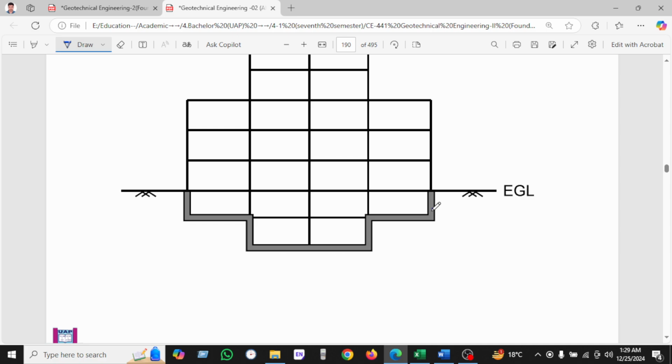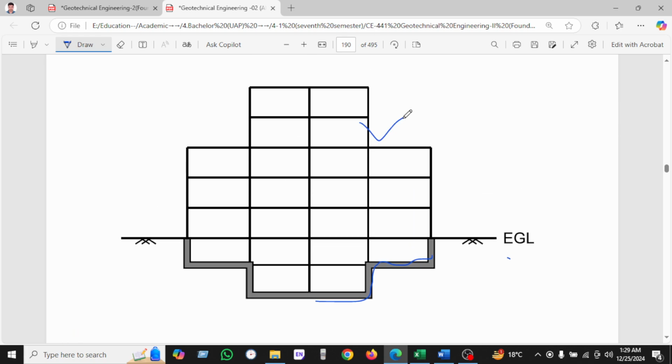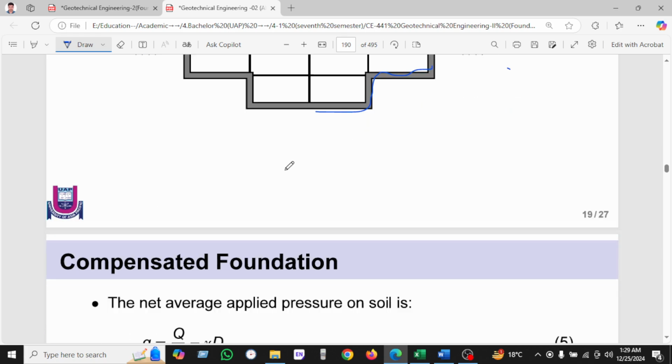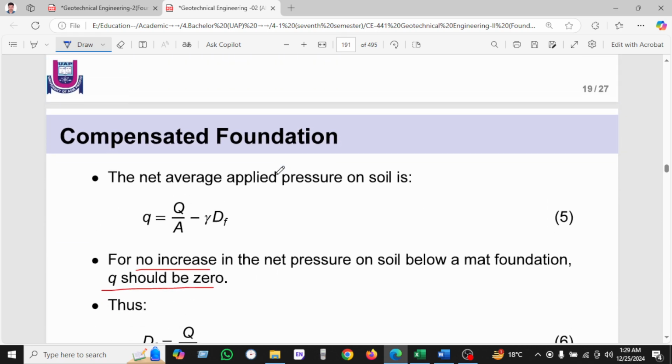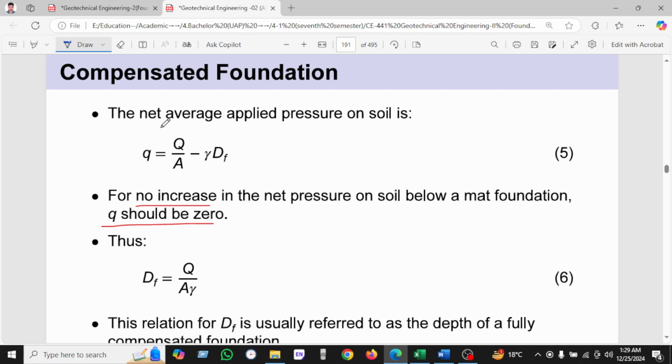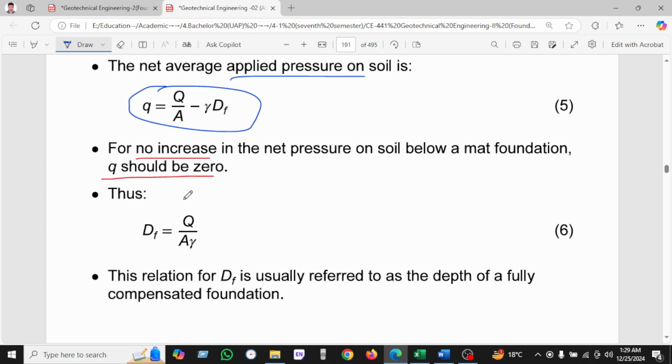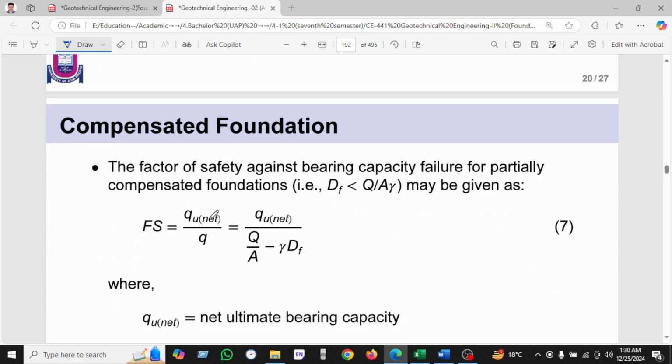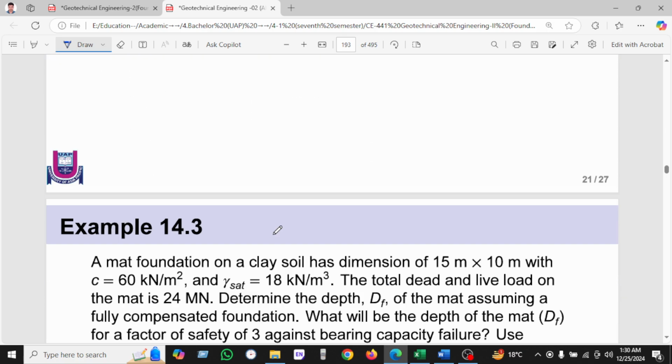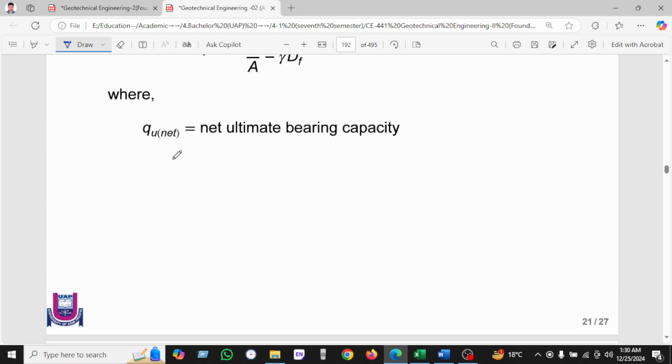This is the mat foundation we can see here, and this is the EGL, and this is the story of the building. In a compensated footing, we know the net average applied pressure is this, here. So for no increment in the net pressure on the soil, the mat foundation Q equals 0. So that's why DF equals Q by A. Okay, so that is the compensated footing we can see here. Here is an example.